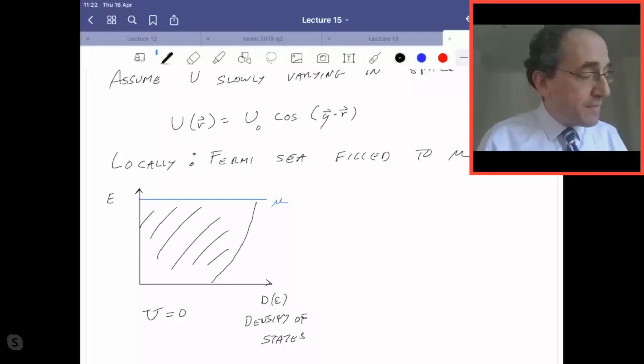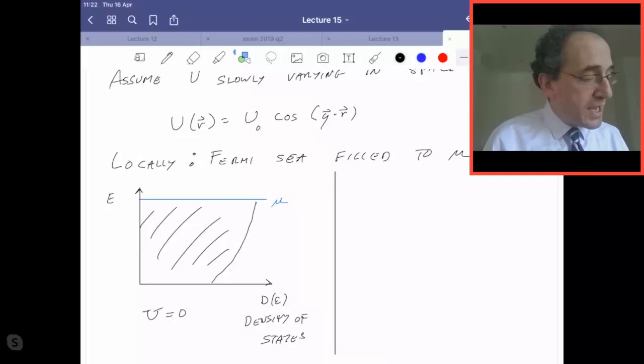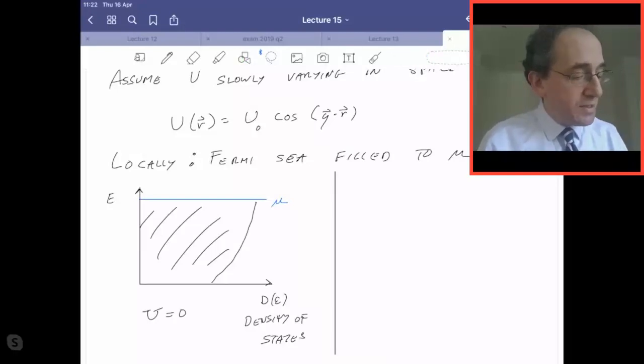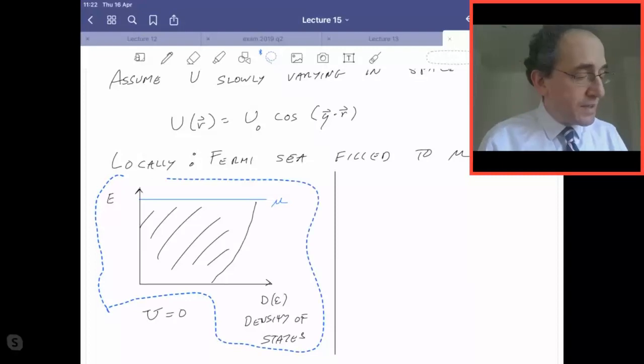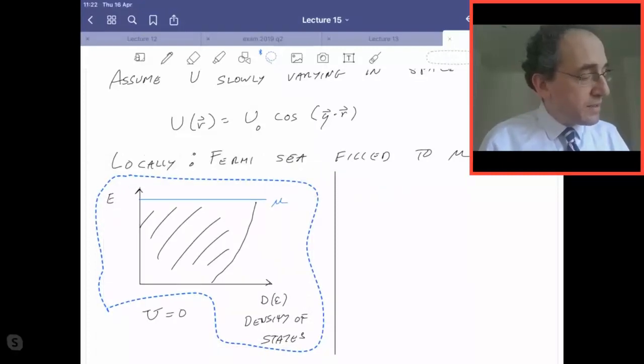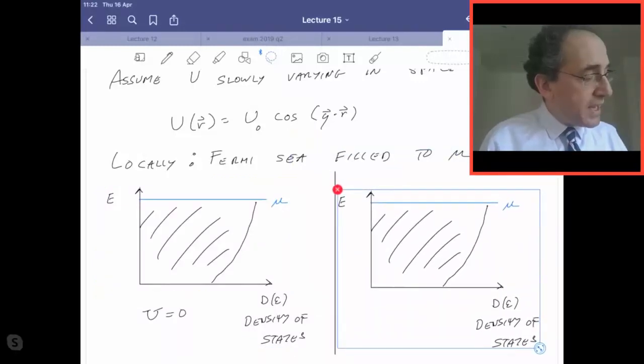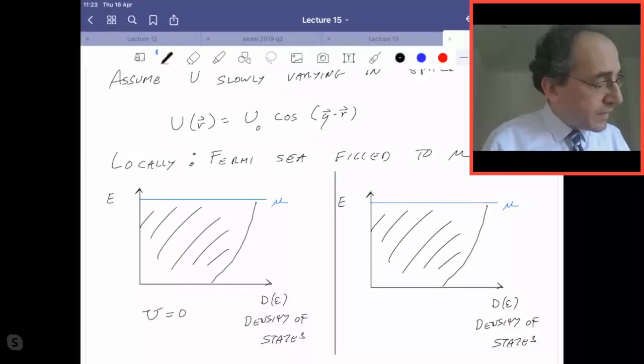Now, what happens if we then apply some potential? So let's change this picture here. We want to now draw the same picture, except with finite U. I can draw exactly the same picture, put it over here. Same picture, okay. And this is going to be some finite U greater than zero.